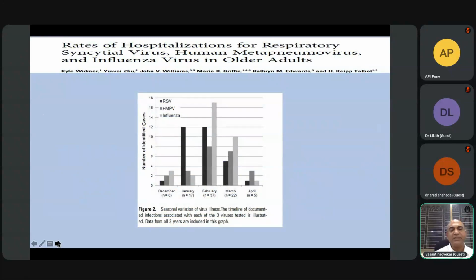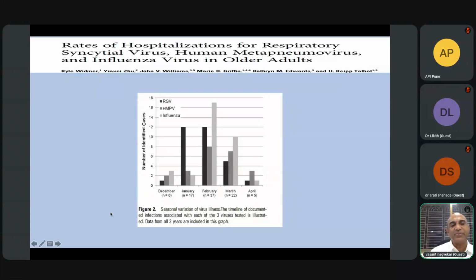Now, if you see this seasonal variation, on the extreme left-hand side, from January the virus which predominates is the respiratory syncytial virus. In February, it's also respiratory syncytial virus, but you'll see that influenza and HMPV started coming up, and subsequently the respiratory syncytial virus numbers start decreasing, and human metapneumovirus and influenza predominate. So it's more of a seasonal pattern.